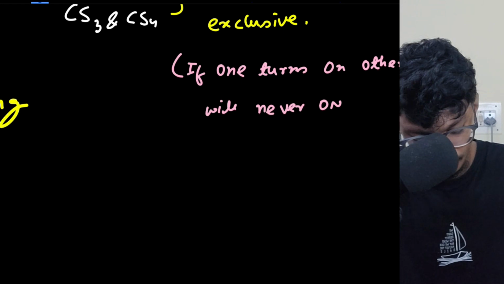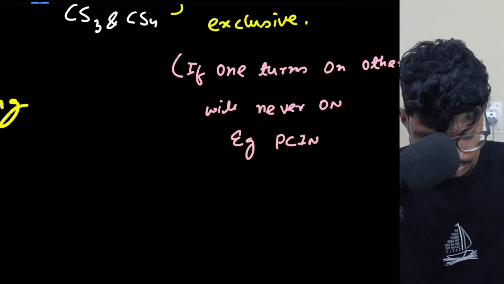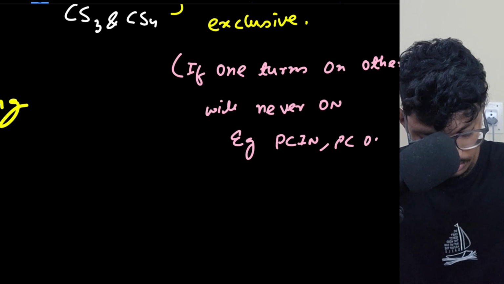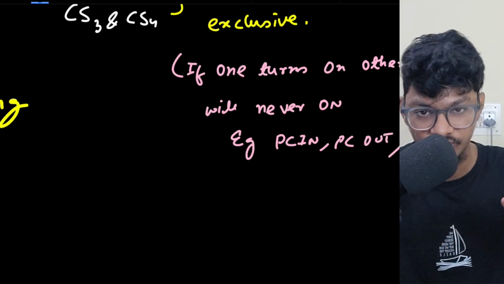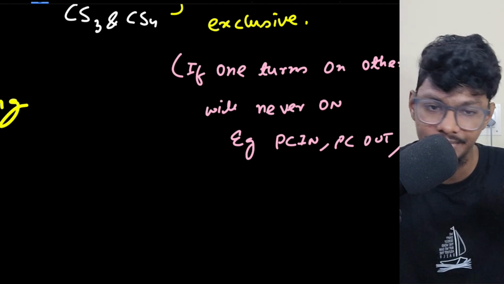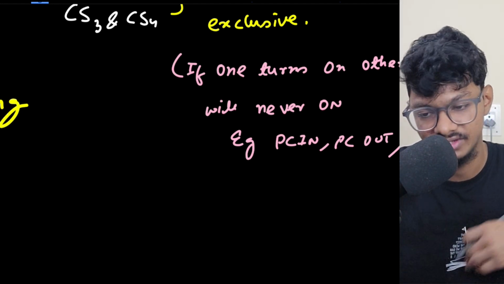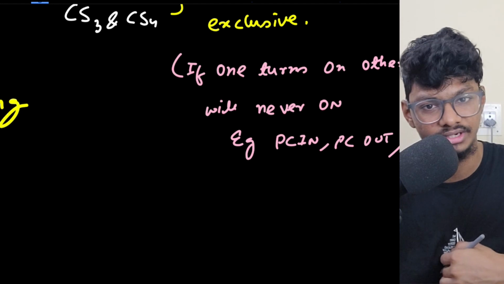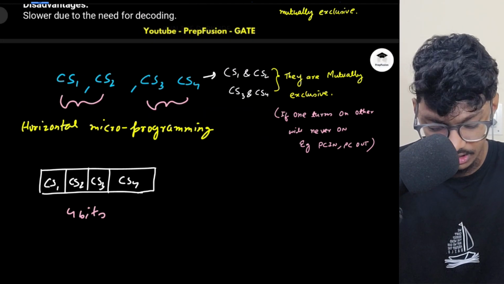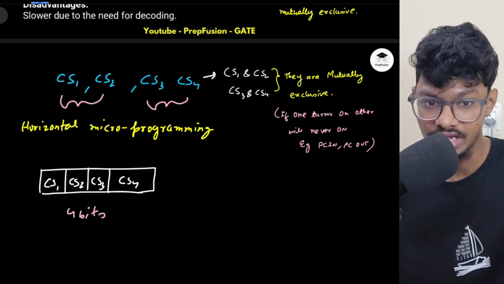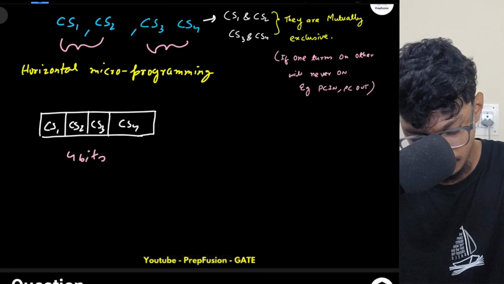Example, PC in and PC out. Can they simultaneously be on? There can be a few cases where they can be simultaneously on, but I am taking an example. Generally, when PC is taking the input and when it is giving the output, they won't be turned on simultaneously. That is a general convention. I can give you many examples like this. So if they are not simultaneously on, I can put them in groups.